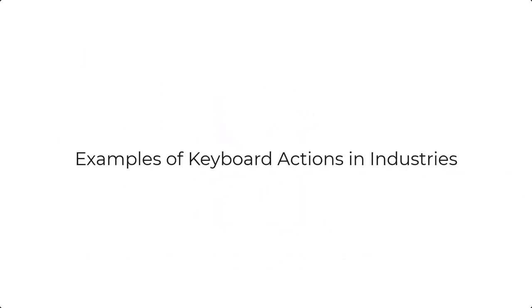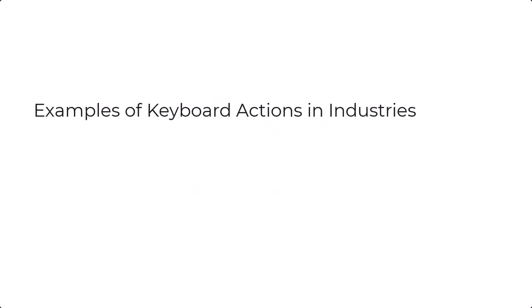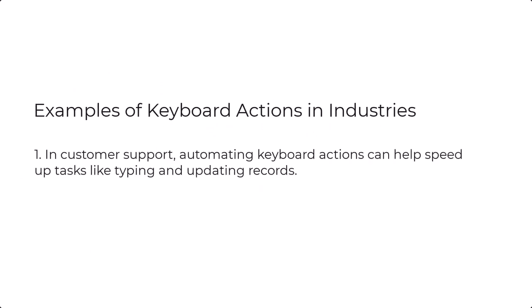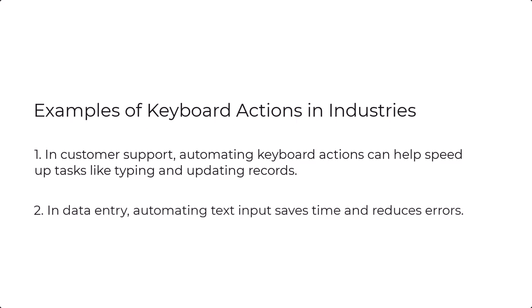If we talk about industry examples, here is how automating keyboard actions can help. For example, in customer support, automating keyboard actions can help speed up tasks like typing responses or updating records. Similarly, in data entry, automating text input saves time and reduces errors when entering large volumes of data into forms or systems. By the end of this tutorial, you'll be able to automate text input and keyboard actions to make your processes more efficient. Let's get started.